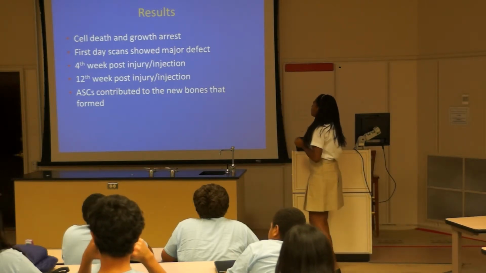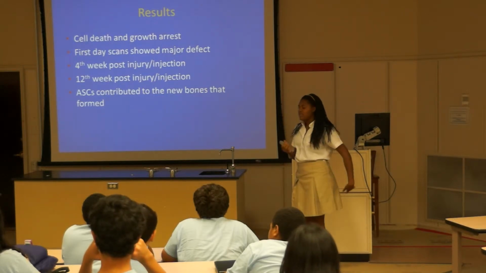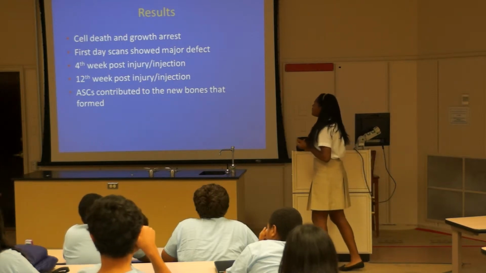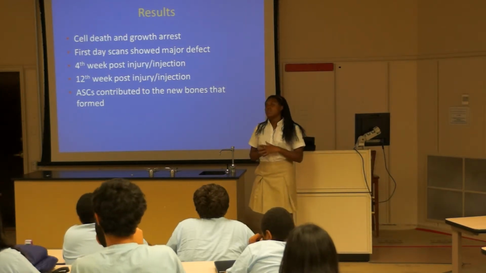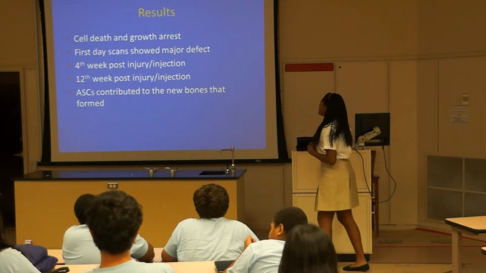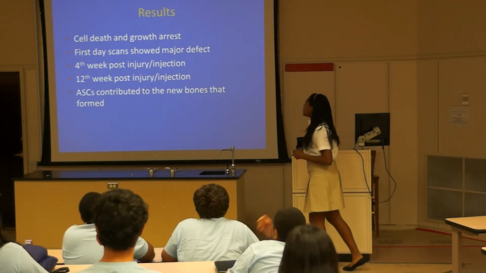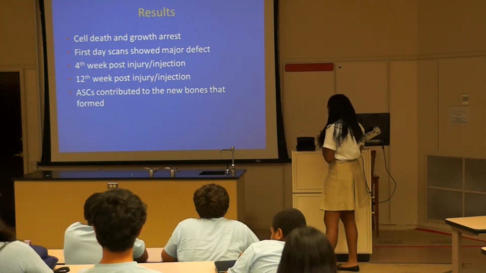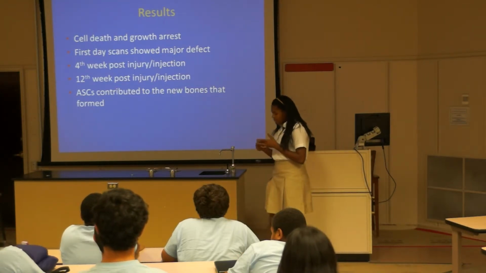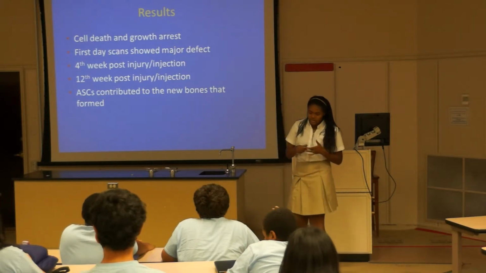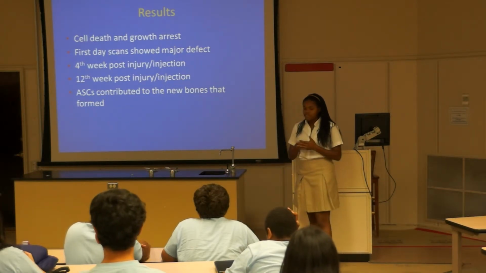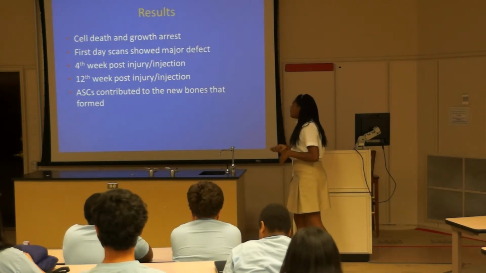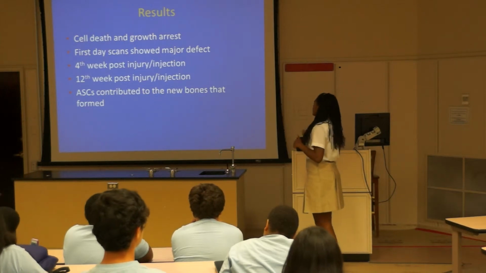But after the 4th week, post-injury and injection of the stem cells, there was a considerable amount of recovery. And after the 12th week, there was a complete recovery. So that means after 12 weeks of the experiment, the mice were able to move again. And the adipose stem cells contributed to the new bones that formed because when it was injected directly at the site of the injury, it started to regenerate cells that helped reverse the defect.